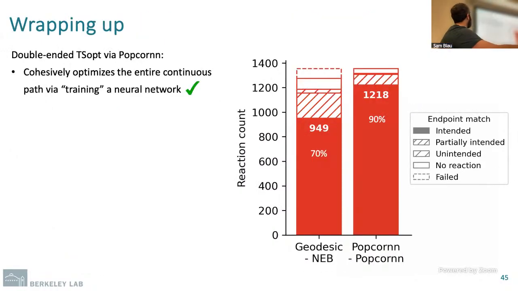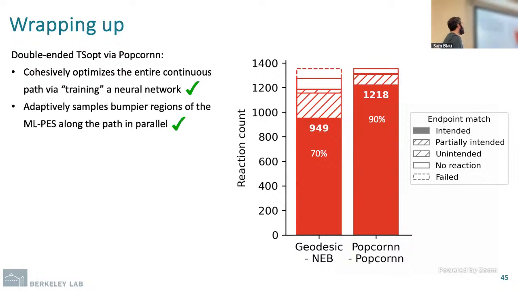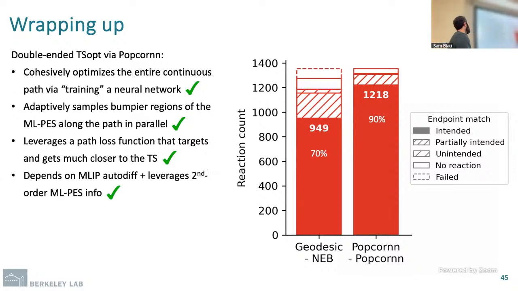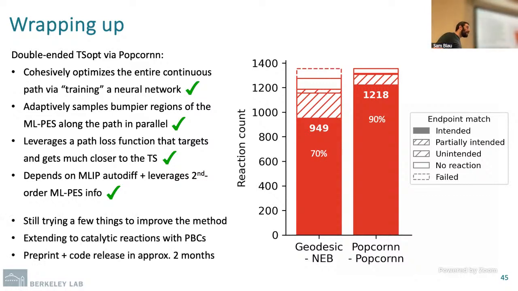So, wrapping up here, we came up with a double-ended transition state optimization method we call popcorn. It cohesively optimizes the entire continuous path by training a neural network. It adaptively samples bumpier regions of the MLIP PES along the path in parallel, leverages a path loss function that targets and gets closer to the transition state itself. It depends on autodiff and leverages second order info. We're still tightening a couple screws, and we want to make sure this works for periodic boundary conditions so we can do catalytic reactions, hoping to put out a preprint and code release in approximately 2 months.